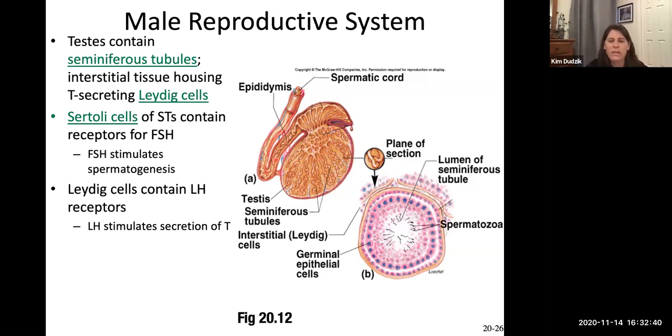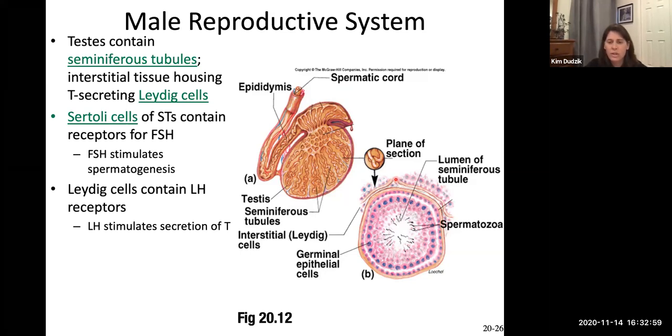And we'll talk about that in a little bit. But you can see inside of the testes and the epididymis, it's mainly just a series of tubes. And this is where the sperm develop and then travel through. Okay, in between the tubes, so here you see one full tube, kind of the cross section of it. Here's another one, here's another one.